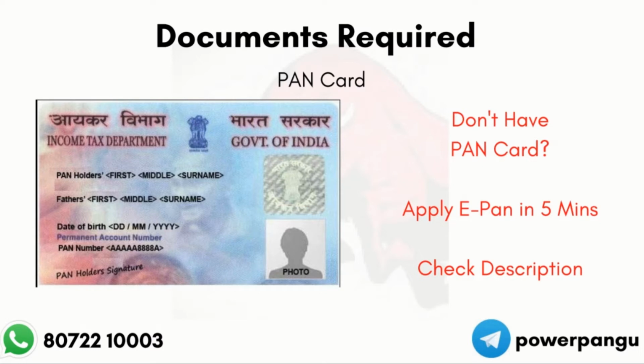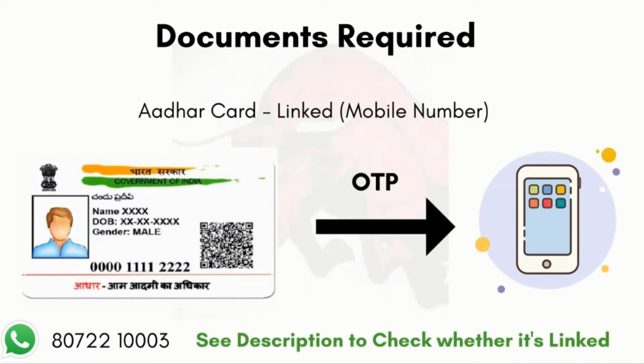And next is Aadhar card. It is mandatory that you have your mobile number linked with Aadhar so that you get the OTP for e-signing. This is a very important step. If you want to open a Demat account online, you need to have an OTP sent to your mobile phone. If you don't know whether your mobile number and Aadhar number are linked, you can go to this website and check whether it is linked.